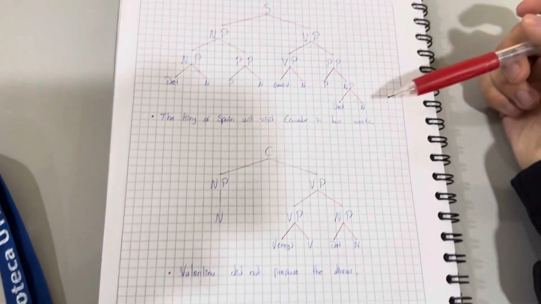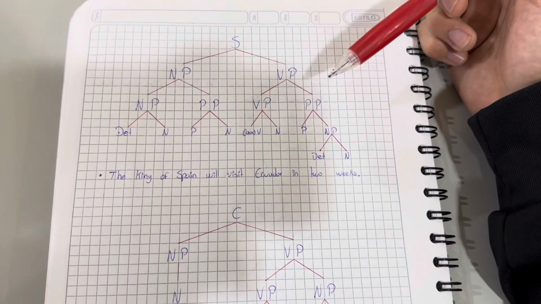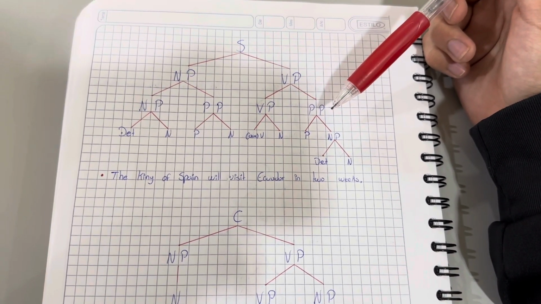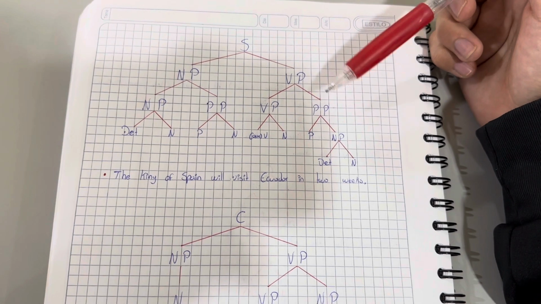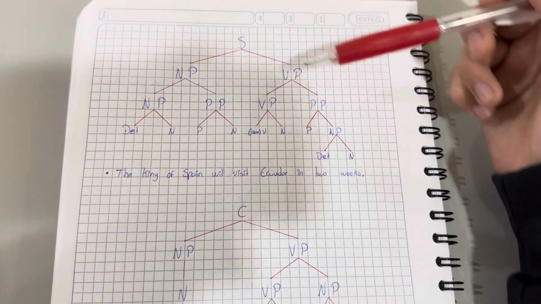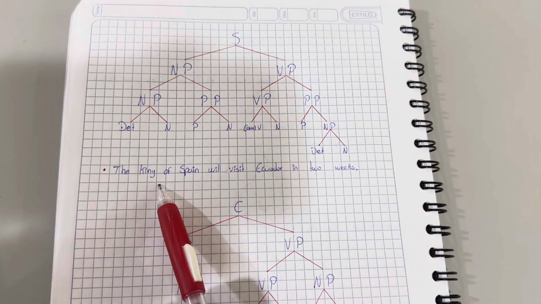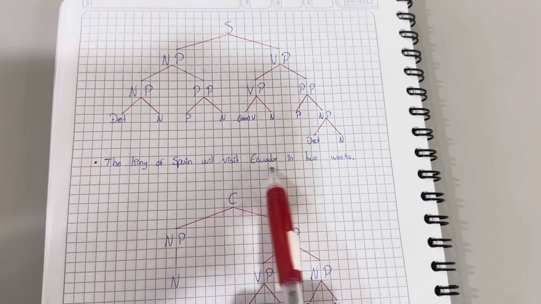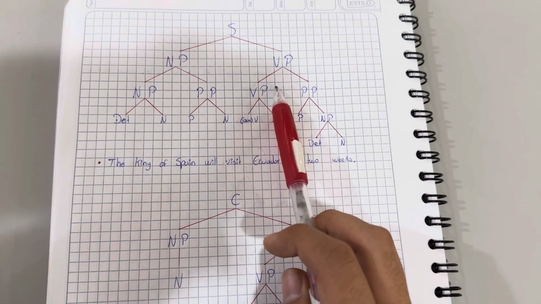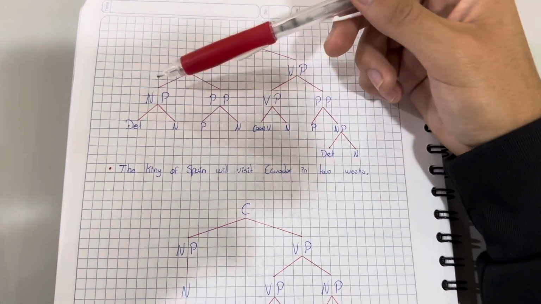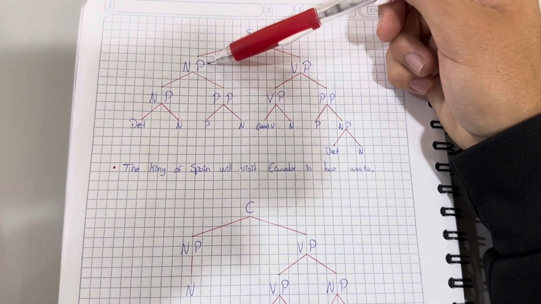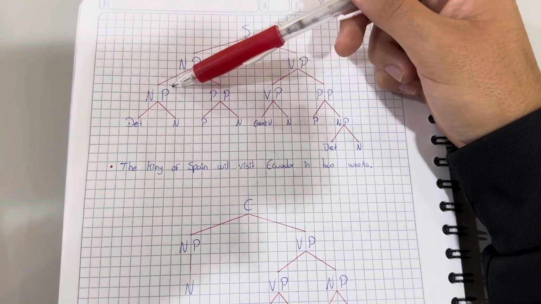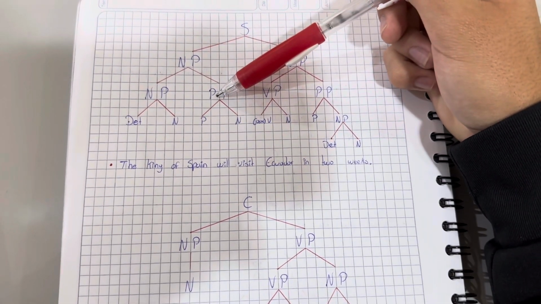Starting with this sentence, we have "The King of Spain will visit Ecuador in 2 weeks." As I mentioned before, "the King of Spain" is first the noun phrase, and then we have "will visit Ecuador in 2 weeks" as the verb phrase. In the noun phrase, we have "the King of Spain." We divide it into two parts, noun phrase and prepositional phrase.